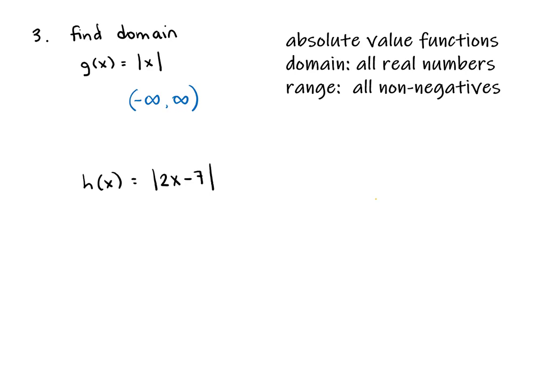The equation could look more complicated, but as long as it's just an absolute value question, no matter what's inside of it, the domain is still going to be all real numbers. It doesn't matter if there's stuff inside and outside the absolute value, as long as it's all polynomials, the domain is always going to be all real numbers. So that's the rule for absolute value equations.